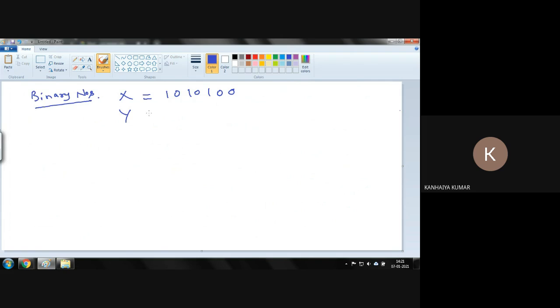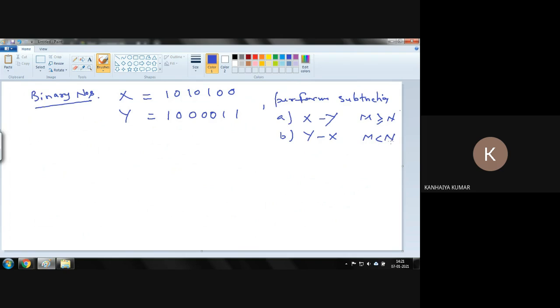and y equal to 1, then 4 times 0, followed by 2 ones. Then we have to perform subtraction. So (a) x minus y, (b) y minus x. One is the case when we have m greater than or equal to n. Another case is m less than n. So both cases we will see.